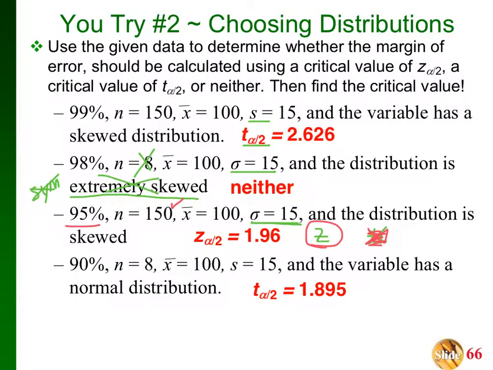All right, last one, we've got 90%, or let's just go straight to standard deviation. We've got S, so automatically if I have S, you know it's going to be T. So it's very simple if you look at that standard deviation first. If it's population, you've got to check your requirements. If it's S, automatically T. So our degrees of freedom for this problem would have been 7, and then we would go over to the 90% column. All right, let's go on.